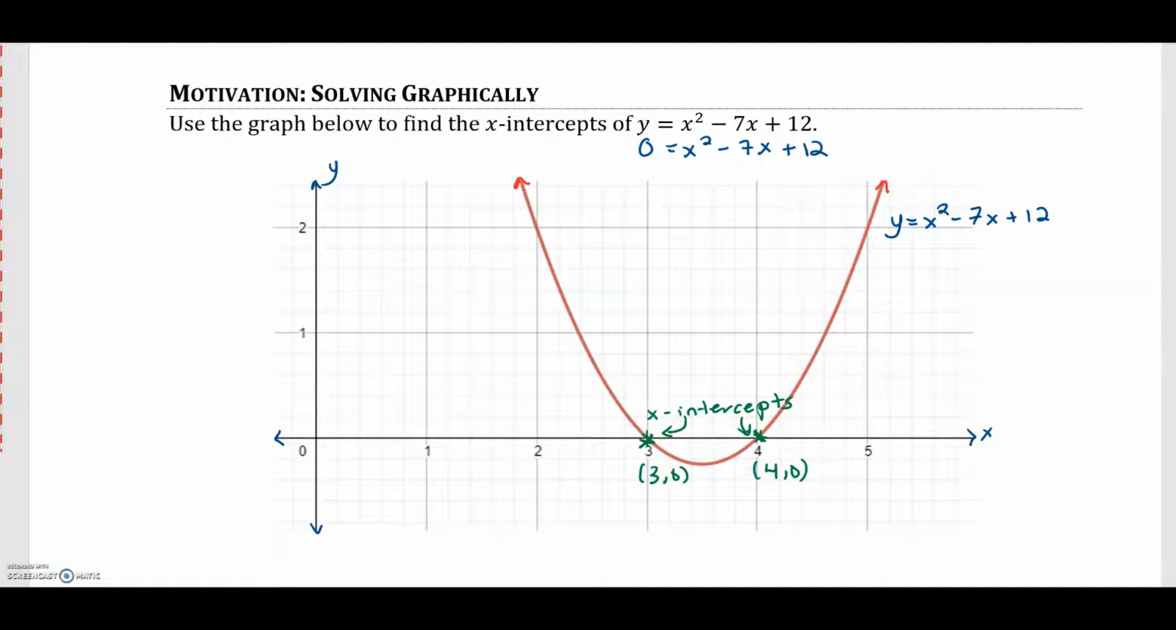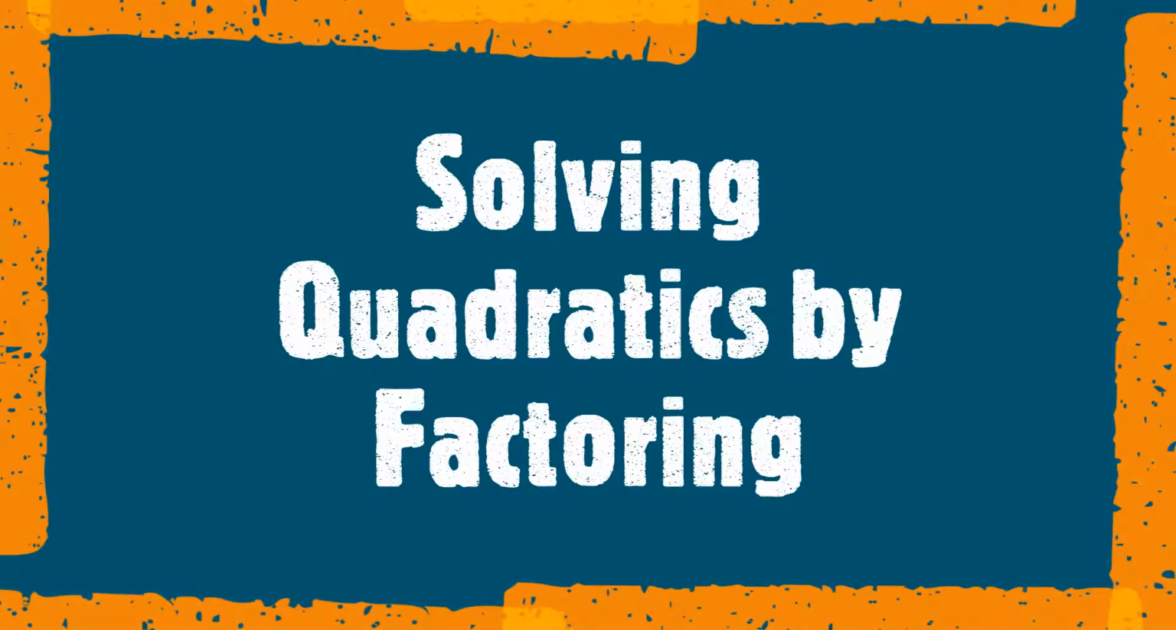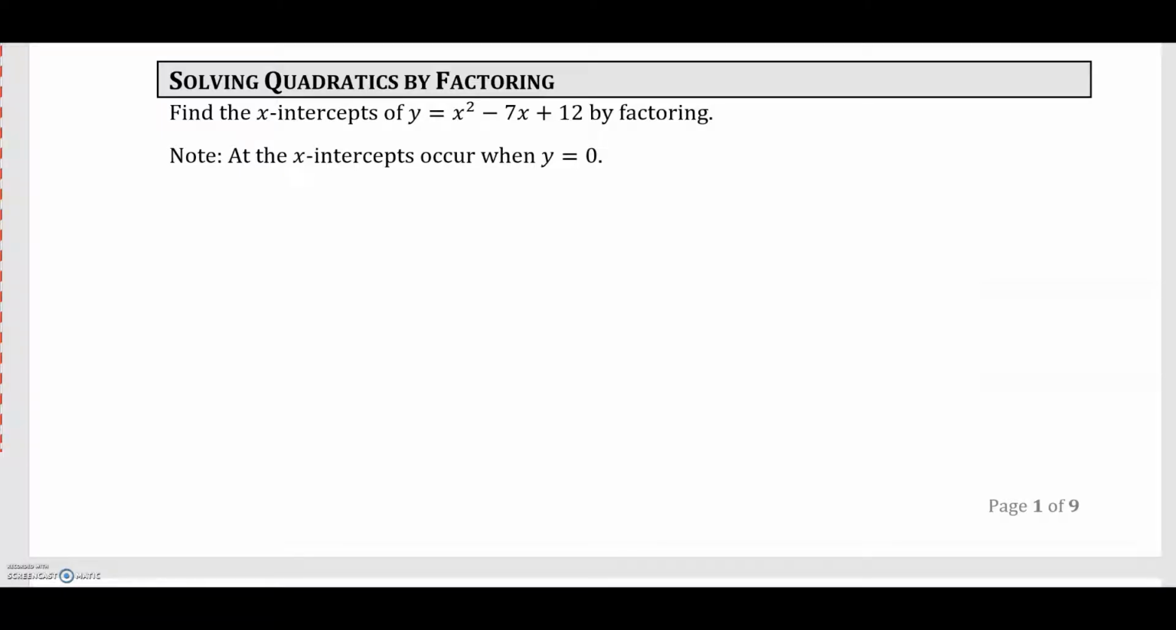Now that we know the x-intercepts of this equation, we're going to solve the same equation by factoring. It says find the x-intercepts of y is equal to x squared minus 7x plus 12 by factoring. Recall that the x-intercepts occur when y is equal to 0. Now you may want to factor by decomposition or some other favorite method of factoring, but we can see that this factors into x minus 3 and x minus 4.